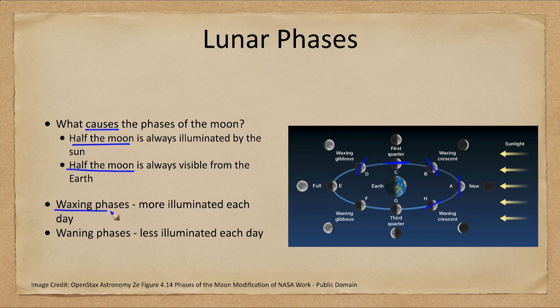We have what we call the waxing phases, which are on the upper section here. In that part, the moon will be getting more and more illuminated each day. On the bottom, we see the waning phases, where less and less of the moon would be visible each day.